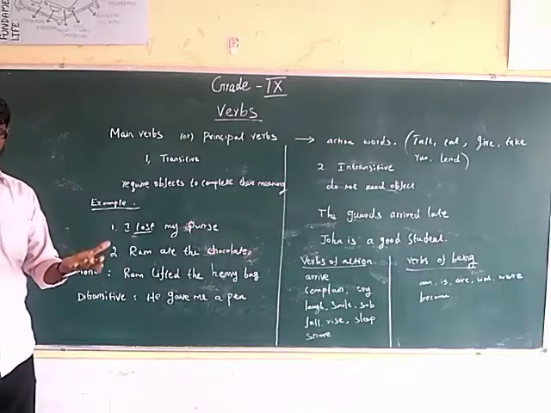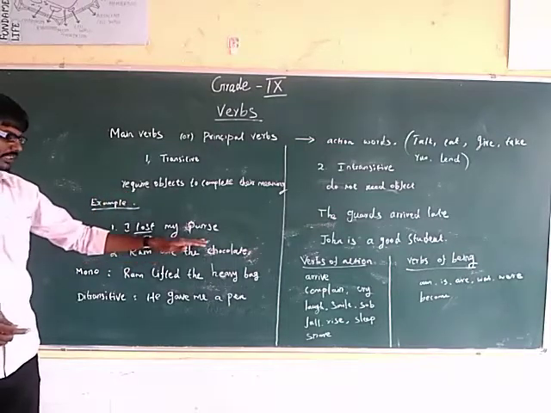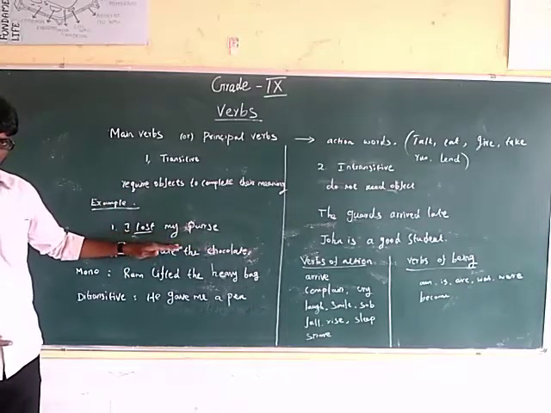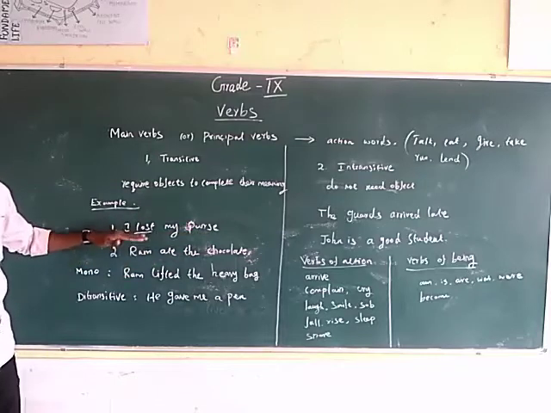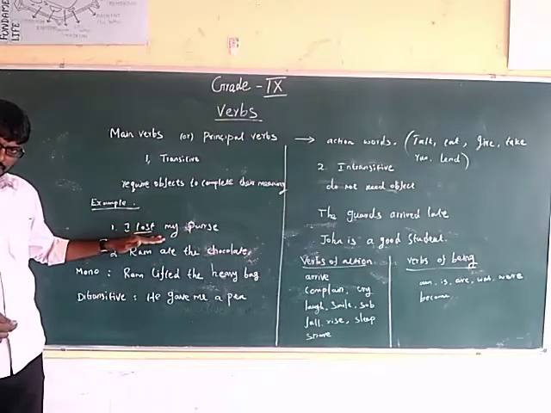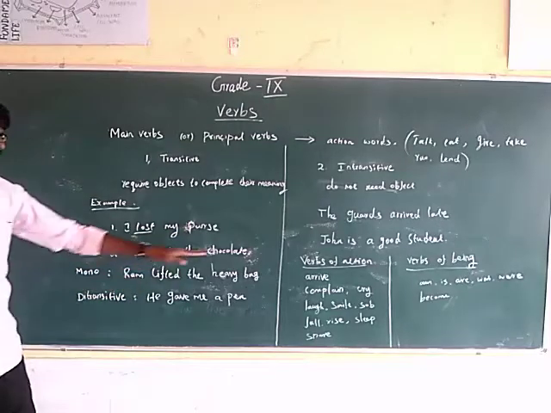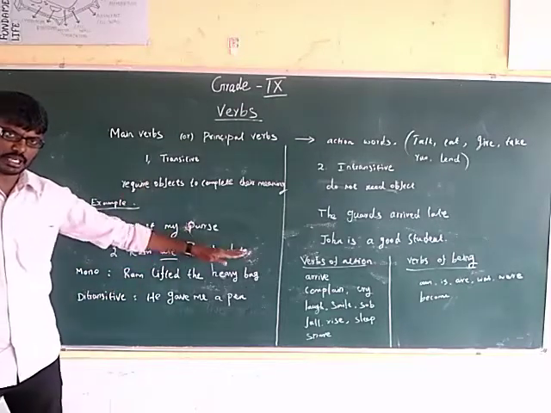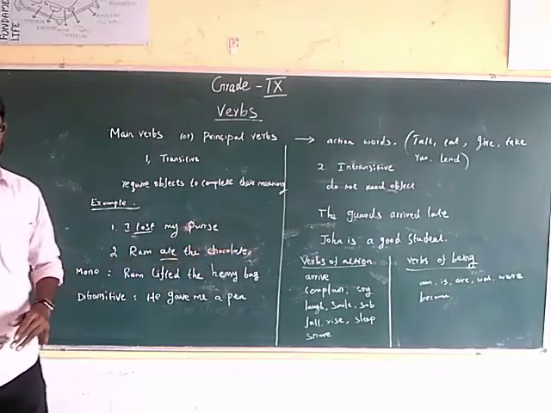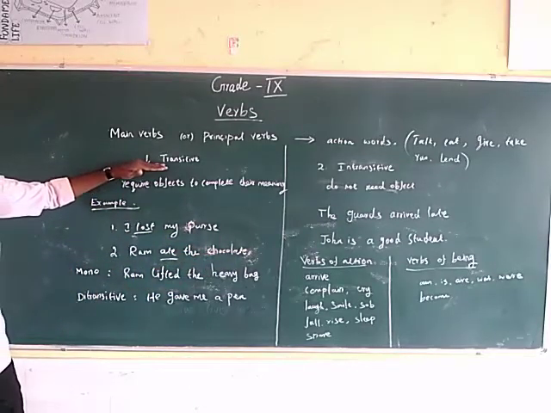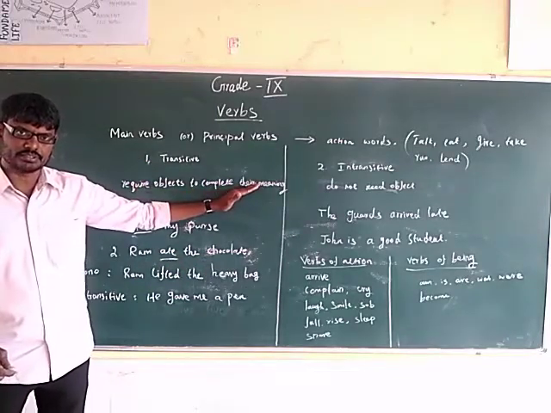Without a verb you cannot make any sentence. Here, the transitive verb takes an object. In the first example, my purse is the object, so the verb lost takes the object. Here, ate what? Chocolate. Chocolate is the object. So this verb also takes the object. So a transitive verb requires an object to complete the sentence.